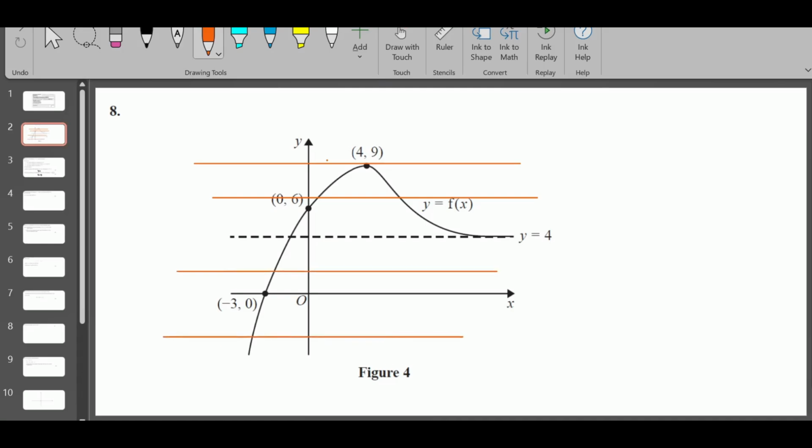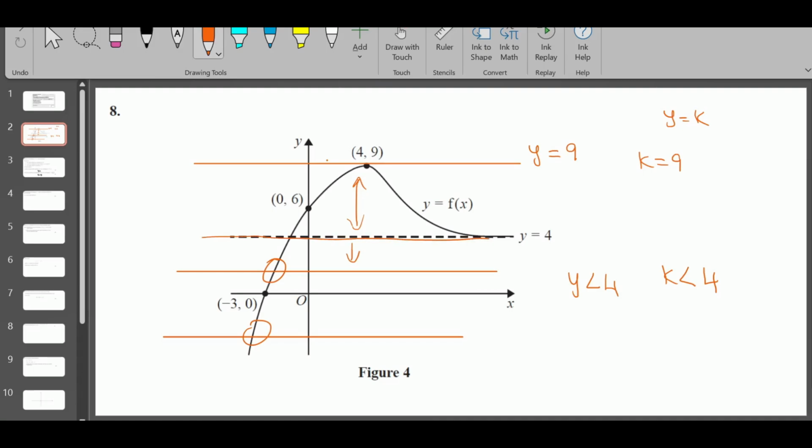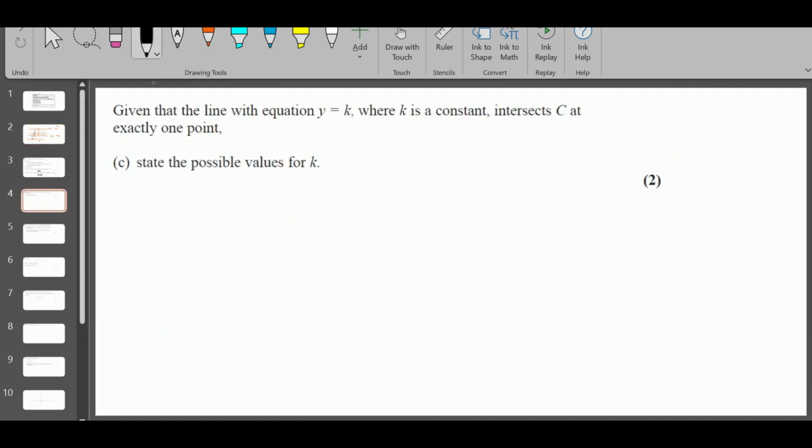So where do you draw the line? You can draw one at this one. The equation is y is equal to 9. So they mentioned y is equal to k, so we know k is equal to 9 in this case. How about k is equal to 4? Yes, the asymptote, on top of the asymptote you can also draw a line that also intersects at this. So you can simply write k is equal to 9, k is less than or equal to 4.